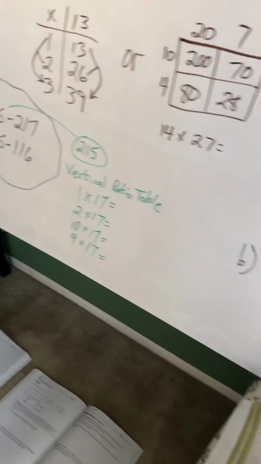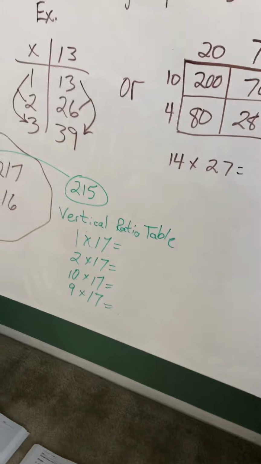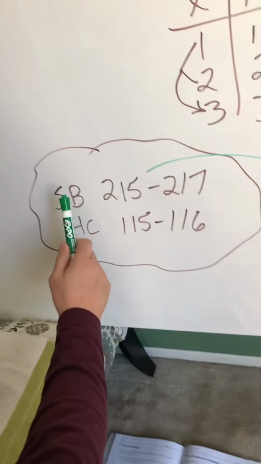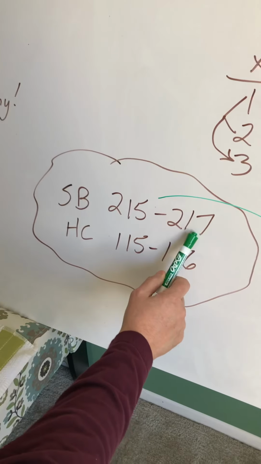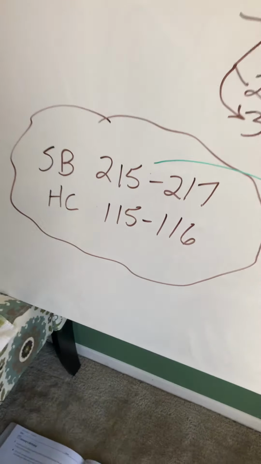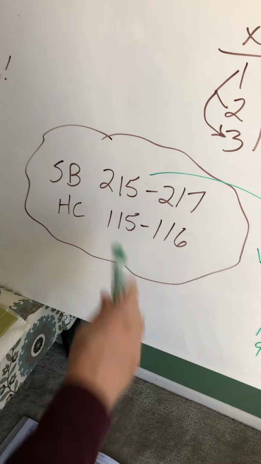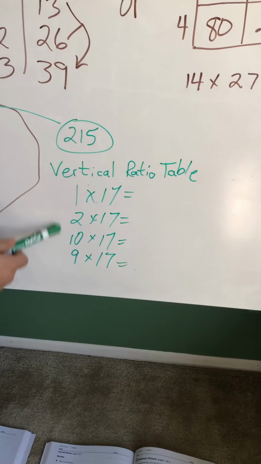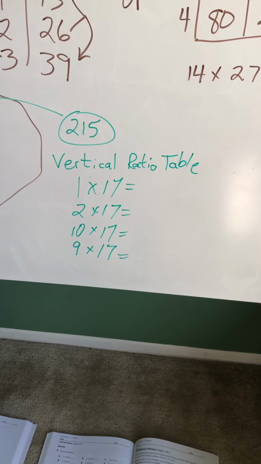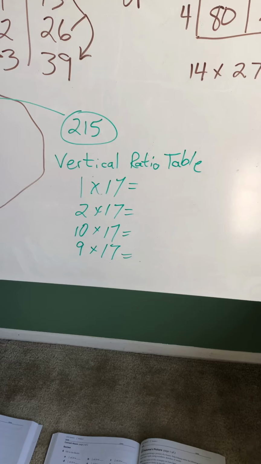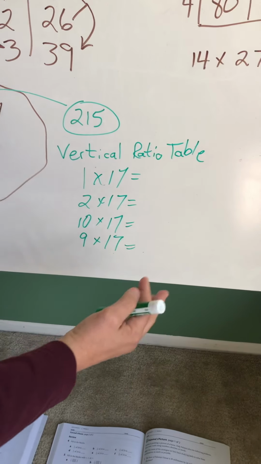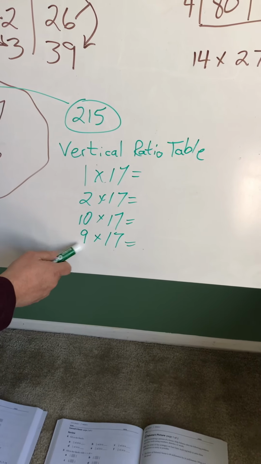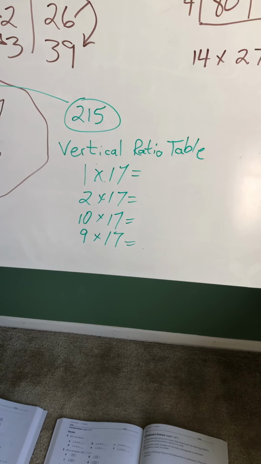Now, coming back here, the last part, we have your homework from Monday to Wednesday is student book 215 to 217, 3 pages, and then 2 pages of home connections. And I just wanted to remind you, on 215, they start out with something like this, and it's basically a vertical ratio table. They do 1 times 17, 2 times 17, 10 times 17. Notice here they drop back to 9 times 17. Well, you see what they're trying to make you do.